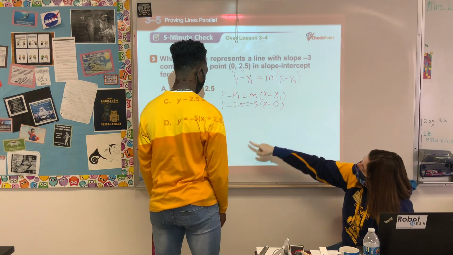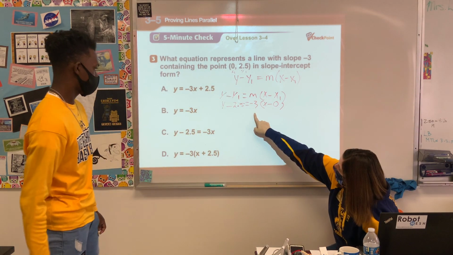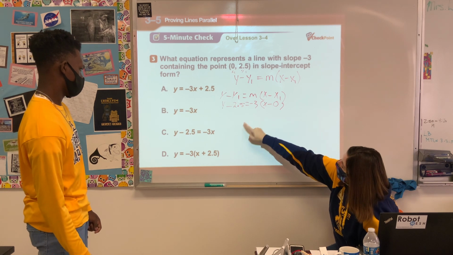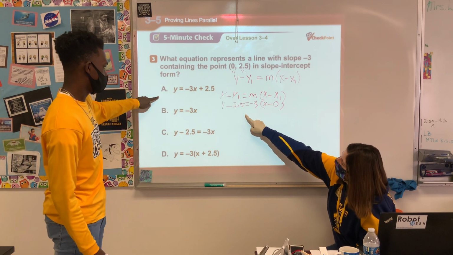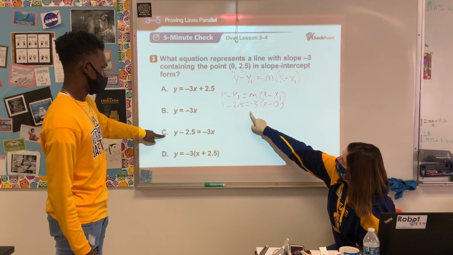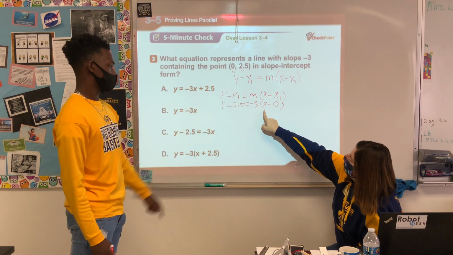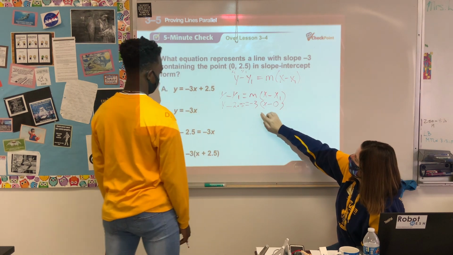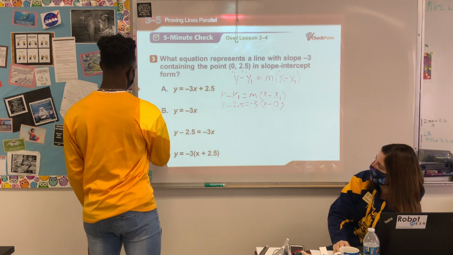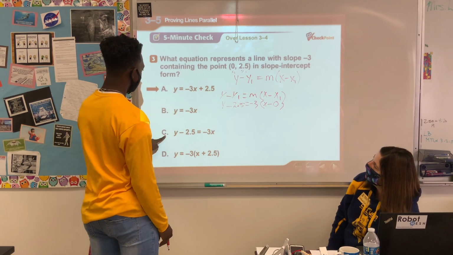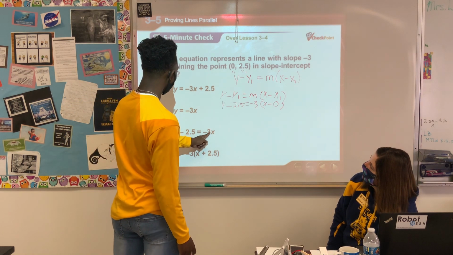Okay? So if we start looking at this and comparing it to this, does it look like we have an answer? Y subtract 2.5 equals negative 3x. And it doesn't have this because negative 3 times 0 is zero, so the choice doesn't have zero. Oh wait, why does it not have zero? You still.